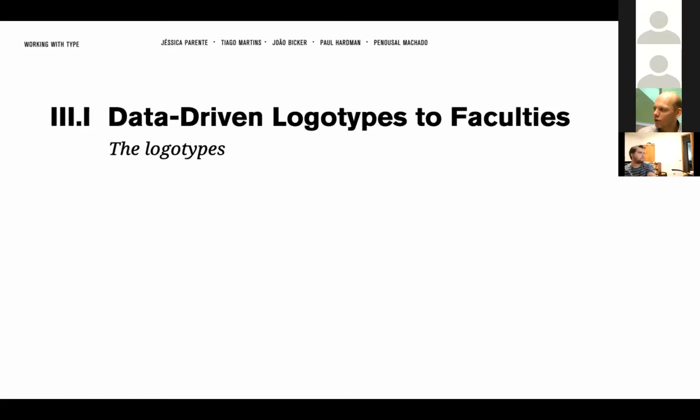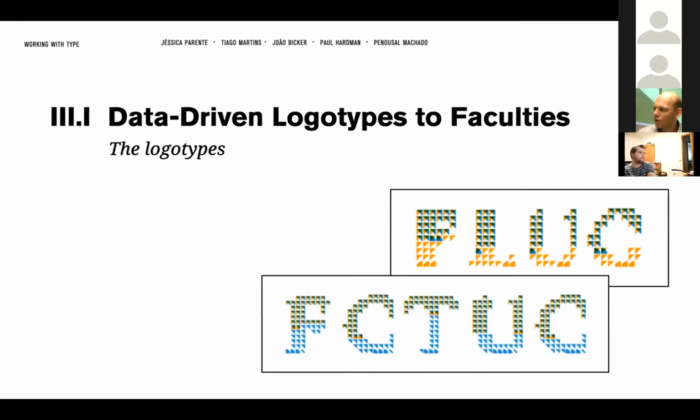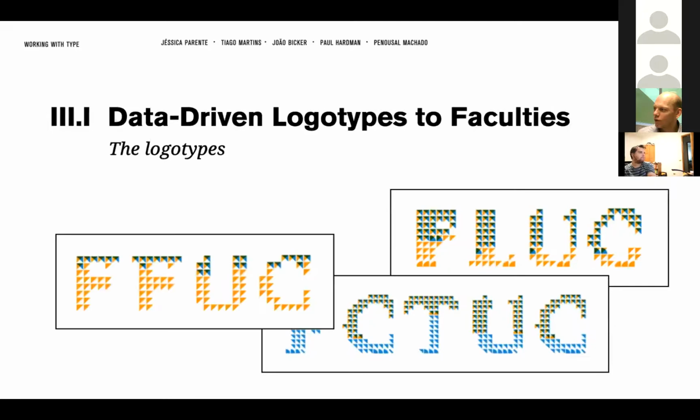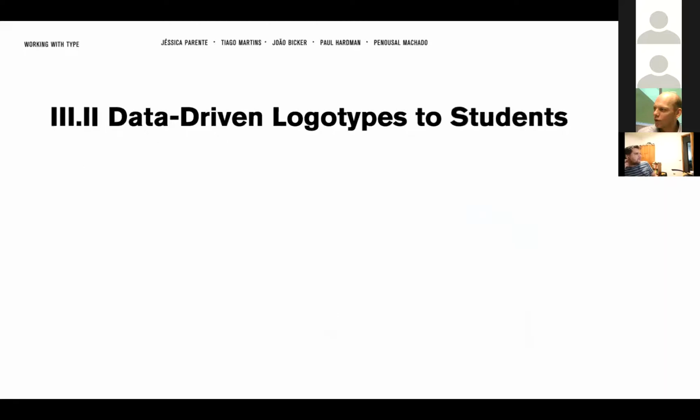Here, there are some logotypes generated for the faculties. The Faculty of Arts and Humanities, the Faculty of Science and Technology. We can see that it has more students because it has more density. In the Faculty of Pharmacy, we can see that it has more female students than male because it has more orange than blue, unlike the Faculty of Science. And the Faculty of Sports Science and Physical Education. We can see that it is the faculty with the fewest students.